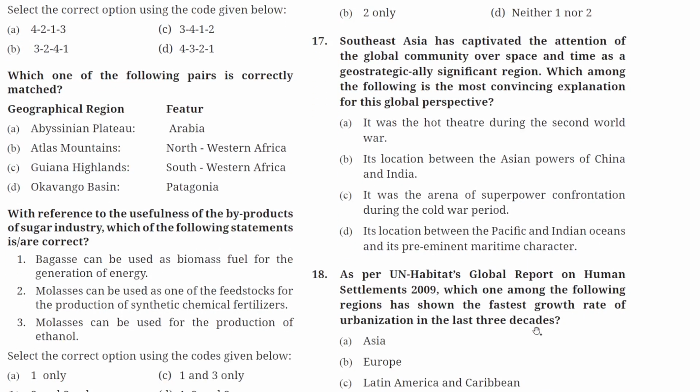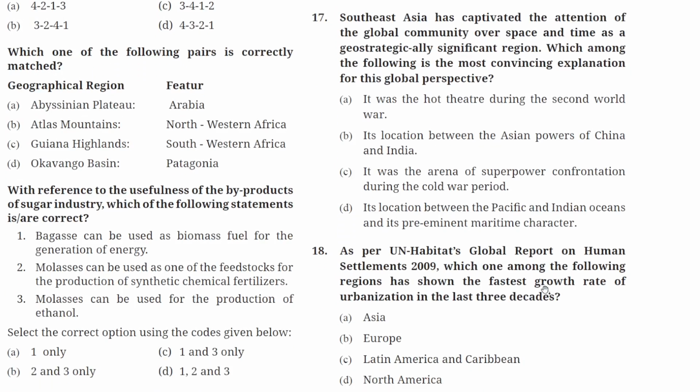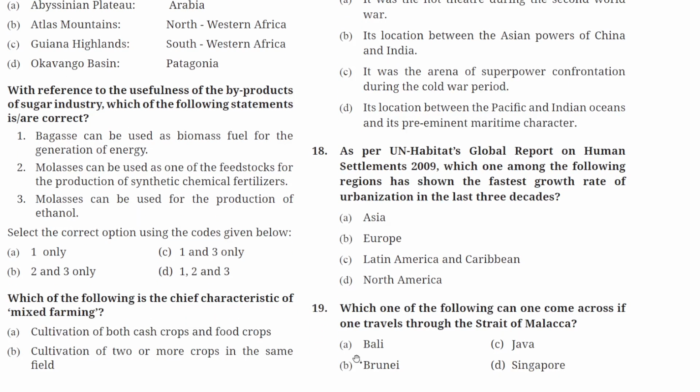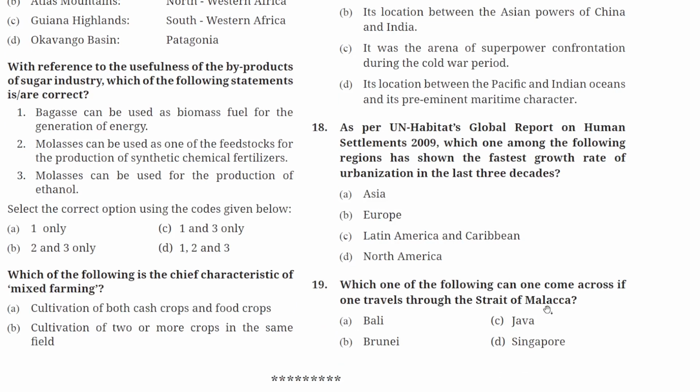Question number 18. As per the UN Habitat's Global Report on Human Settlements 2009, which one of the following regions has shown the fastest growth rate of urbanization in the last 3 decades? Asia. That is the reason Asia is always in the news nowadays compared to other continents. 19. Which one of the following can one come across if one travels through the Strait of Malacca? Answer is Singapore. Singapore is the place one would come across when traveling through the Strait of Malacca.